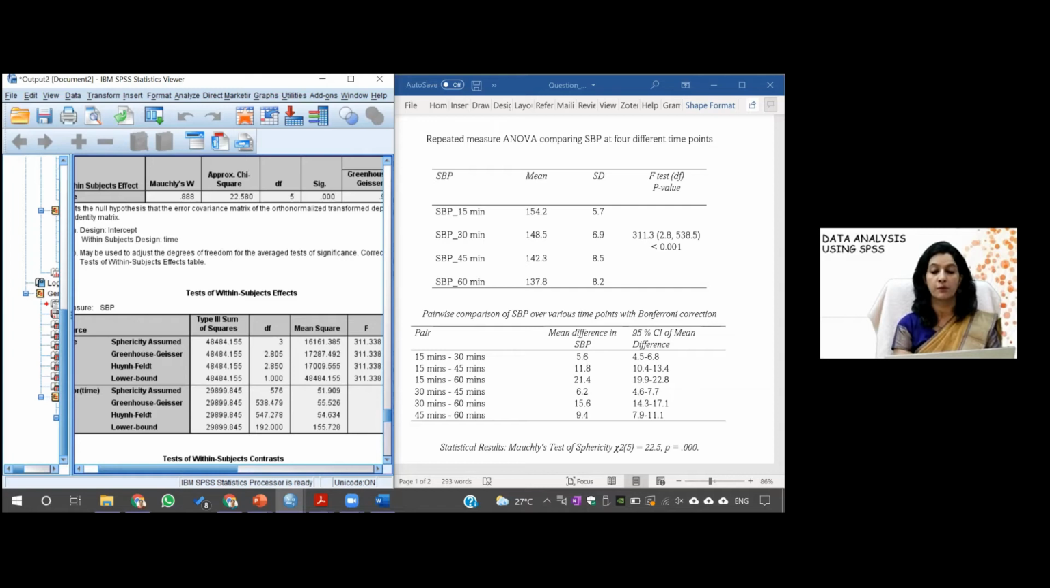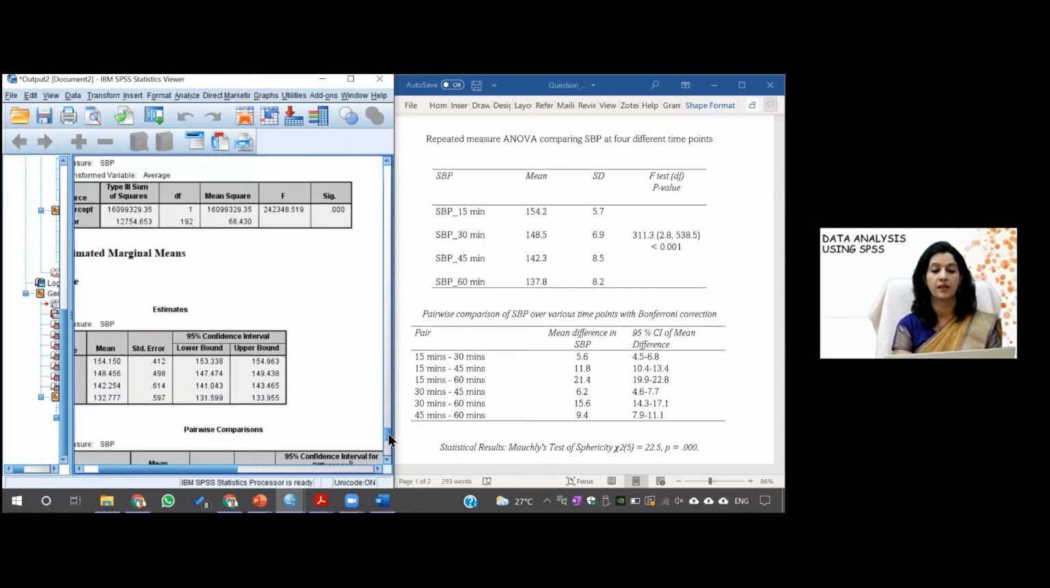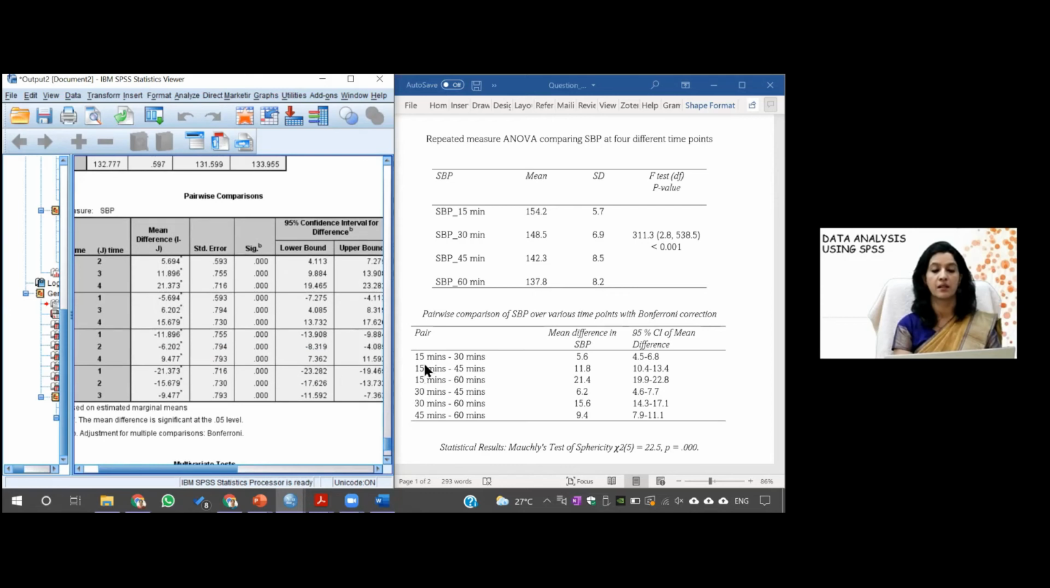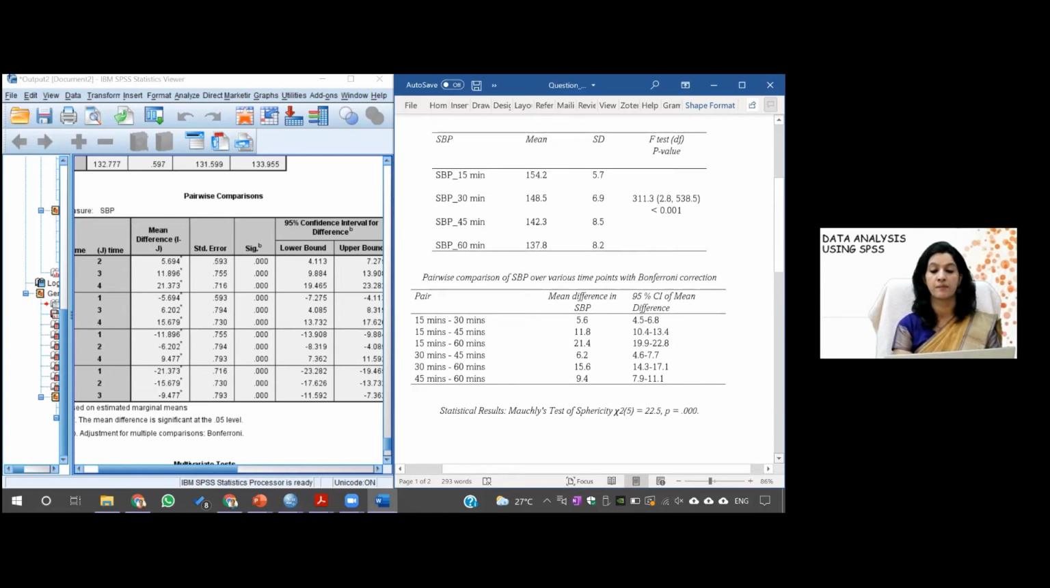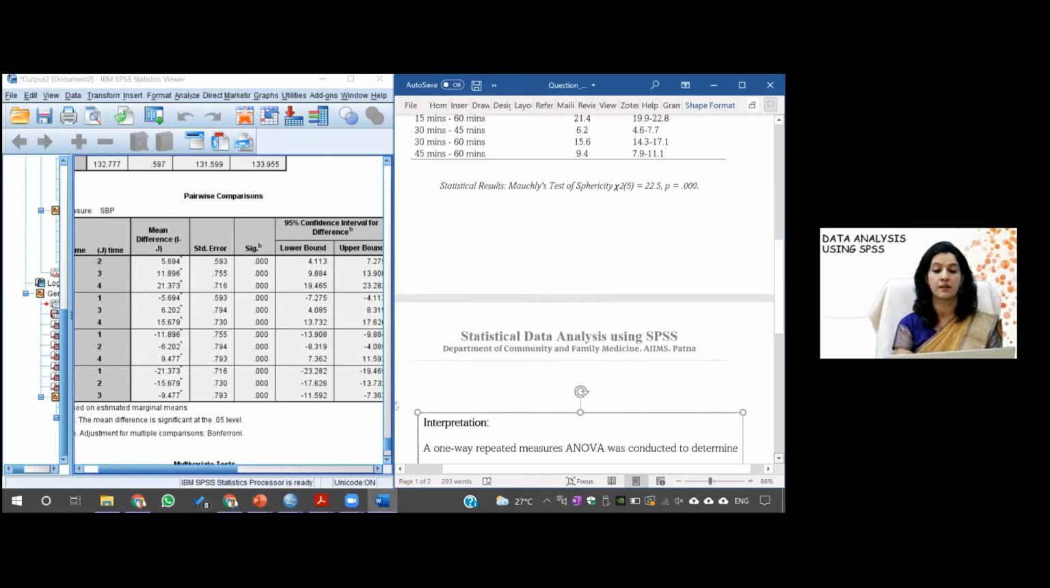Now coming to the pairwise comparison, you can see that I have entered these results: the difference between 15 and 30, then 15 and 45, 15 and 60, then 30 and 45, 30 and 60, and 45 and 60. So there will be 6 pairs. I have written the mean difference of blood pressure and the 95% confidence interval. In the footnote, I have entered Mauchly's test of sphericity, and then there is a write-up.